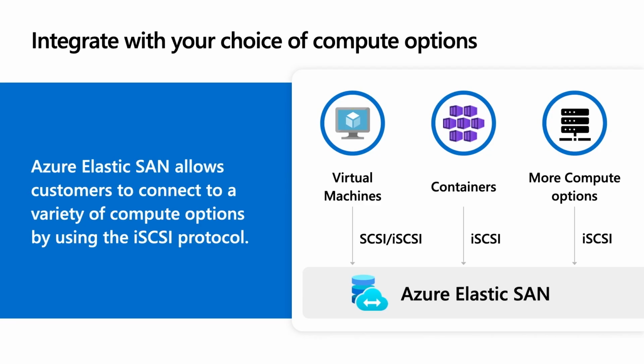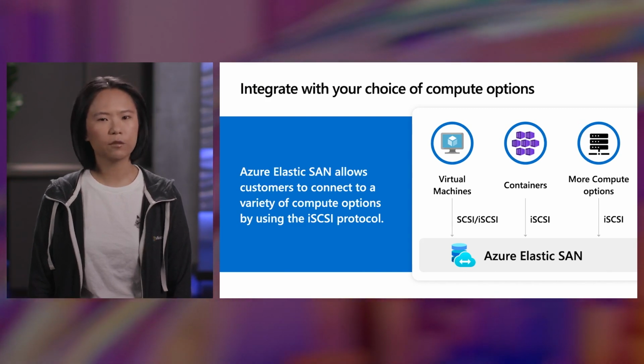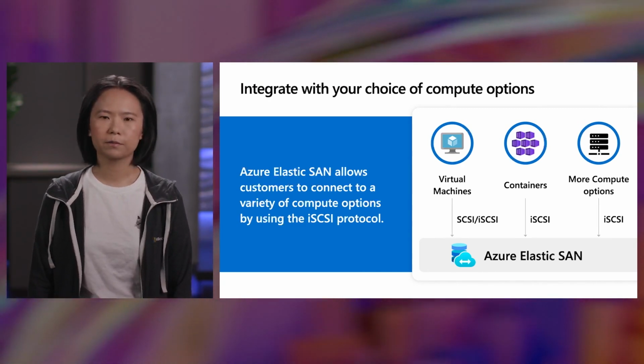Azure Elastic SAN supports the industry-standard iSCSI protocol, allowing it to connect to a variety of Azure compute options, like virtual machines, containers, and more options on the roadmap. So even when you are running workloads on a non-VM-based environment, Azure Elastic SAN allows you to lift and shift your SAN workloads to the cloud.